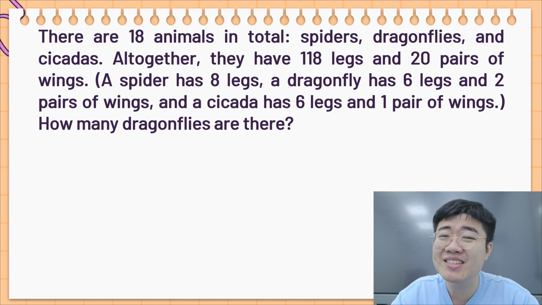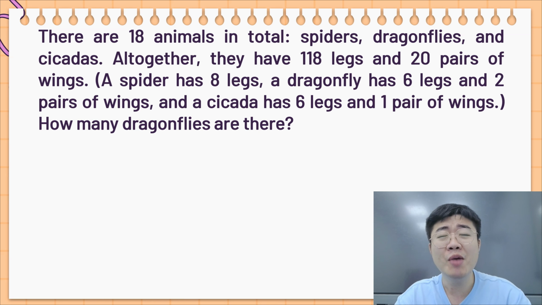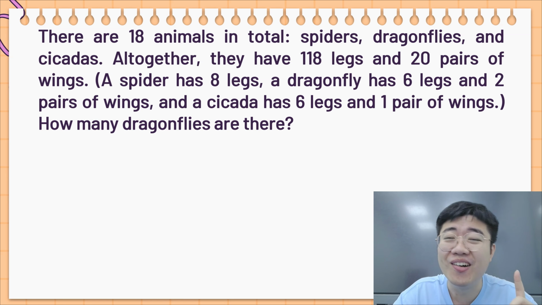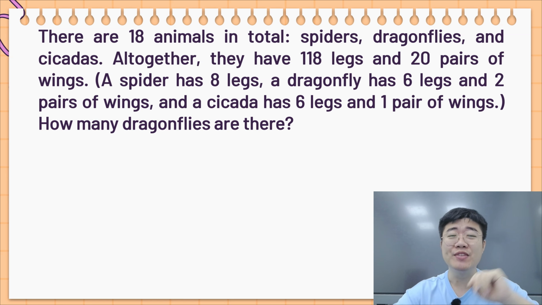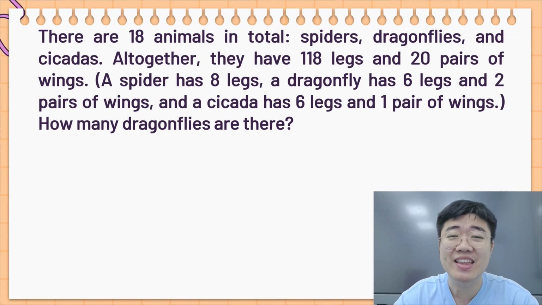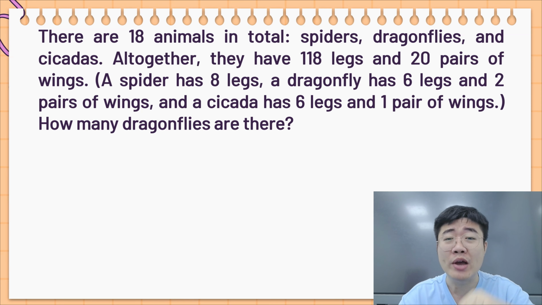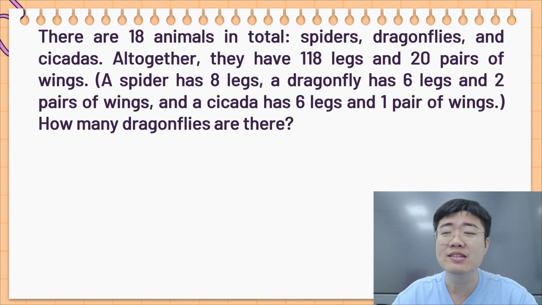For the number of legs, the spider is 8. How about the other 2? We'll notice, right? Both the dragonfly and the cicada have 6 legs. So essentially we can treat them as one group. One group of animals has 8 legs. The other group has 6 legs.